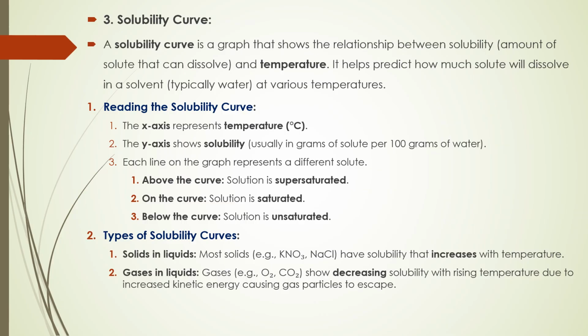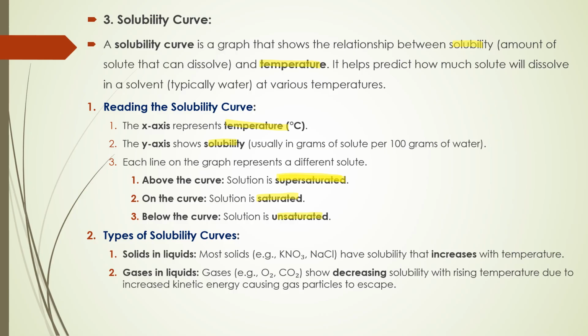Solubility curve. A solubility curve is a graph that shows the relation between solubility, the amount of solute that can be dissolved, and temperature. It helps predict how much solute will dissolve in a solvent, typically water, at various temperatures. Reading the solubility curve, the x-axis represents the temperature, while the y-axis represents the solubility. Each line on the graph represents a different solute. So above the curve, the solution is supersaturated. On the curve, the solution is saturated, while below the curve, the solution is unsaturated.